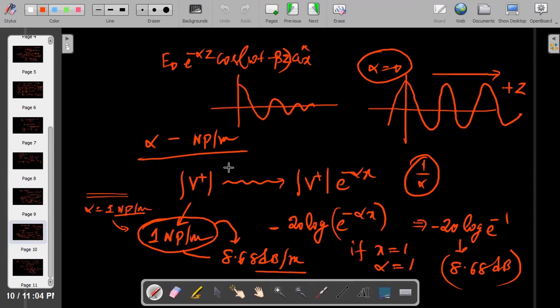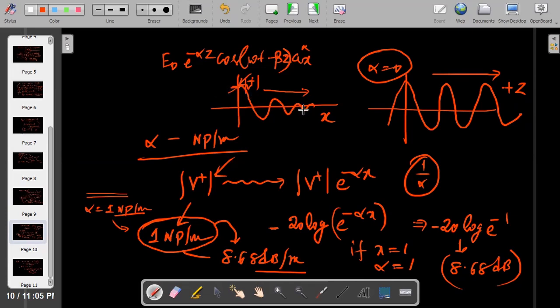This is nothing but the magnitude part of V plus. What my intention is, this V plus is the maximum voltage of the traveling wave when it is traveling in positive x direction, right? Just see this diagram. This is x, so it is traveling in positive x direction. It can travel in negative x direction, but this point is your V plus.